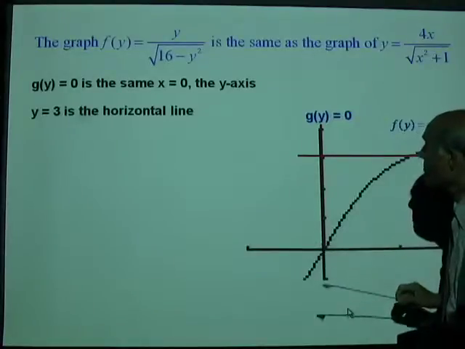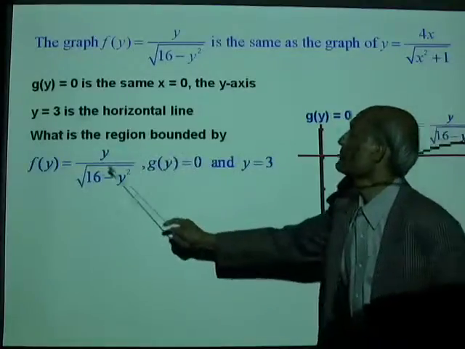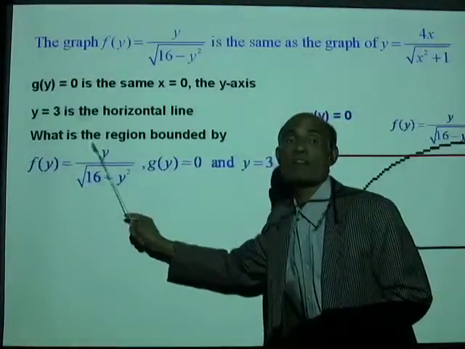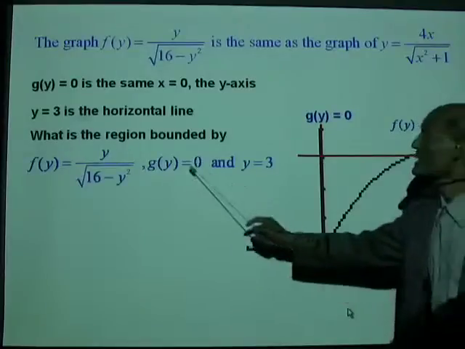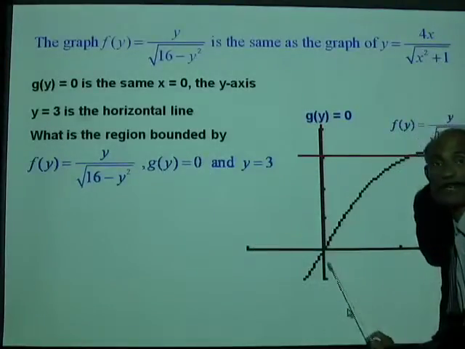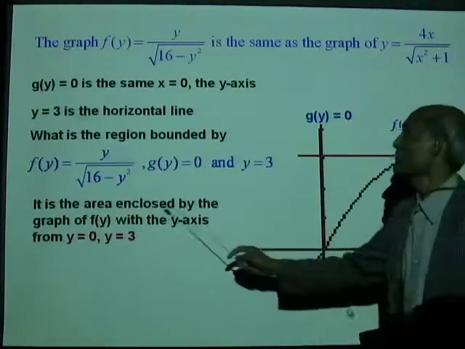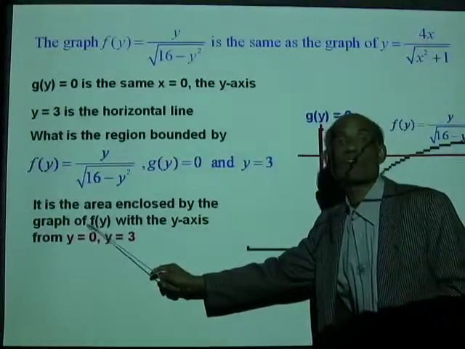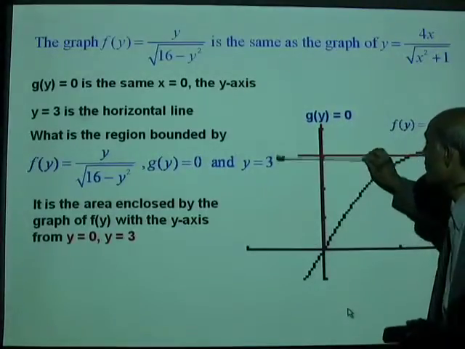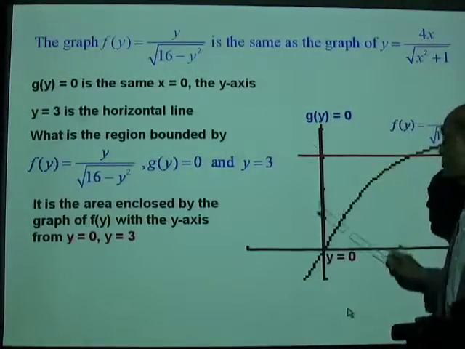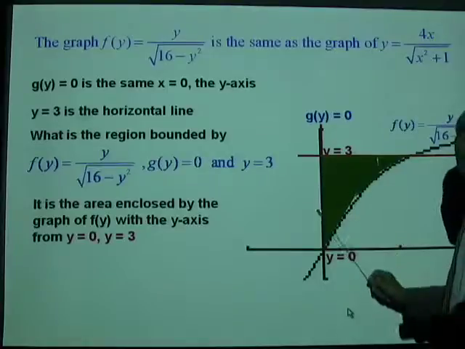Now that means, what are the boundaries? Now, what is the region bounded by f of y equal to y over square root 16 minus y squared, g of y equal to 0, that is the y-axis, and y equal to 3. This is the area we are looking for. It is the area enclosed by the graph of f of y with the y-axis from y equal to 0 to y equal to 3. That's right. So this is y equal to 0, and that's y equal to 3. That's the area that we're looking for.